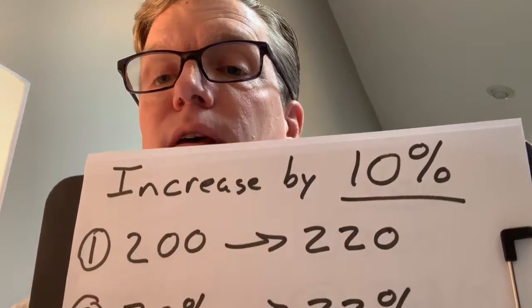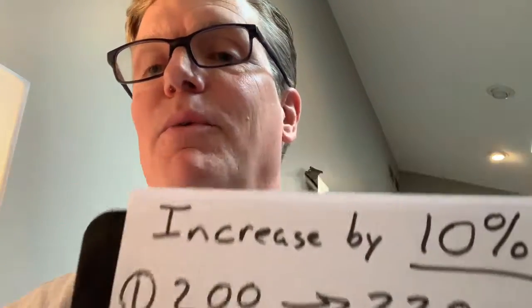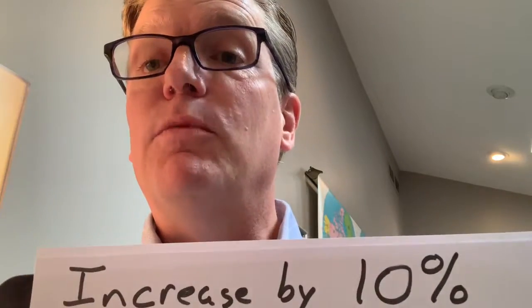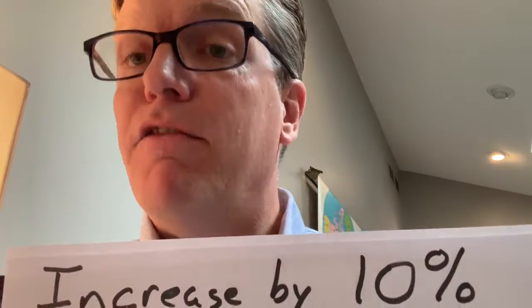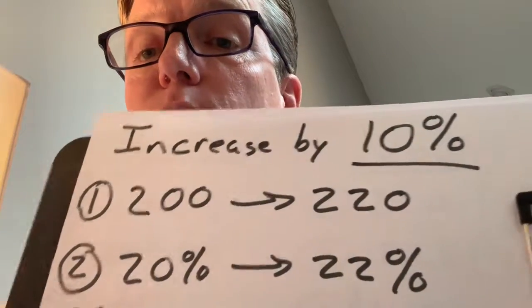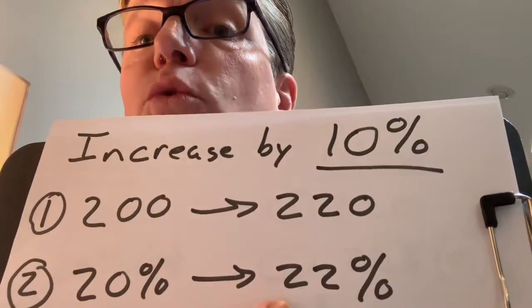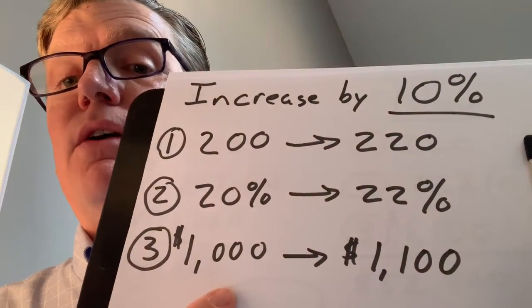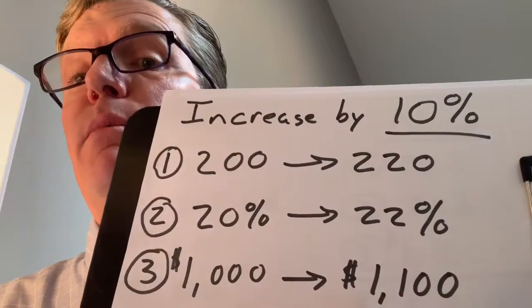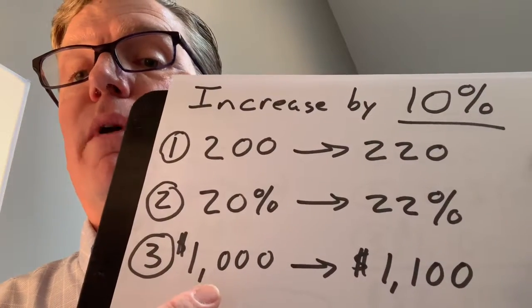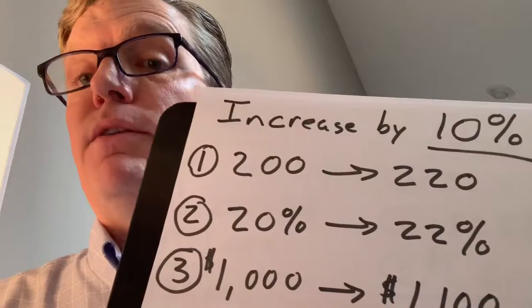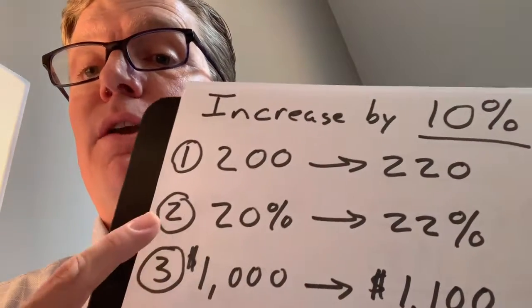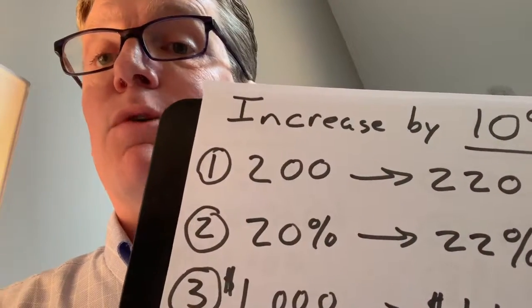If we increase our conversion percentage by 10%, by the way, that doesn't mean we're going to increase from 20 to 30%. We're going to increase by 10% of 20%, which is 2%. We're going to go from 20% to 22%. And finally, we're going to increase the amount of our average sale from $1,000 to $1,100, with 100 being 10% of 1,000. That's our increase, very small, just a 10% increase in each category.